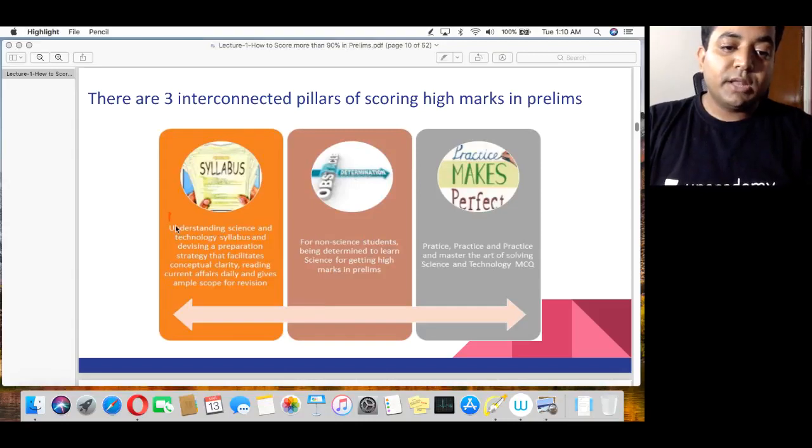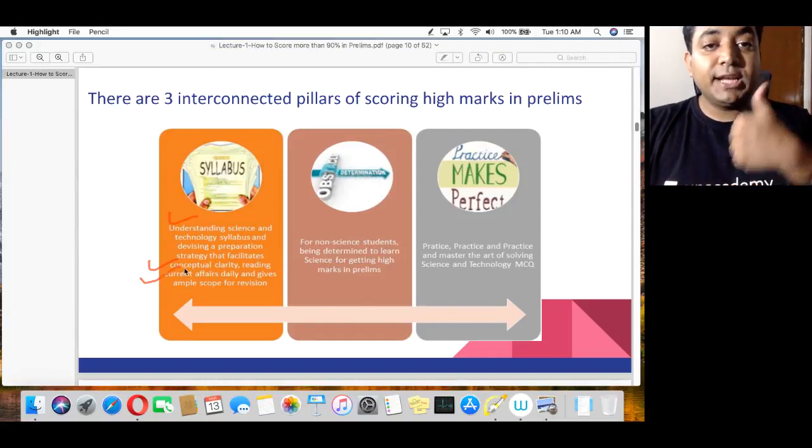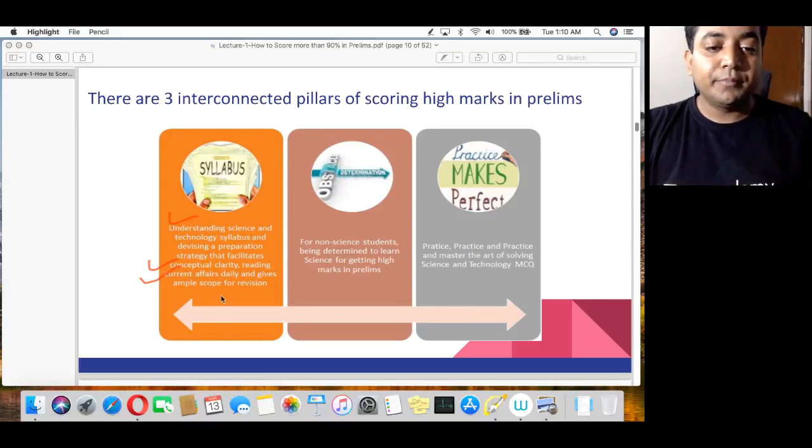So first of all, syllabus. Okay, devise a preparation strategy so that your concepts are very clear. You read current affairs daily, not weekly, not monthly, not fortnightly. It has to be daily, and you give ample scope for revision. If you are not a science student, please be determined to learn science for getting high marks in prelims.